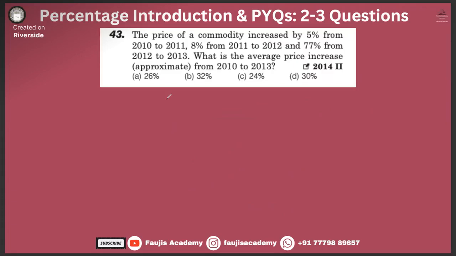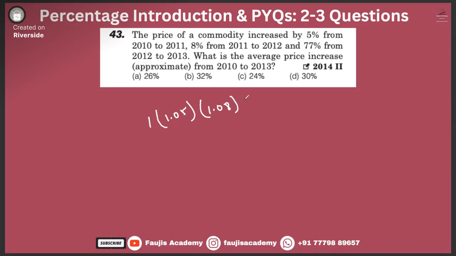Commodity increased by 5%, 8%. Average price increased from... we don't know the price. Can we assume it as 1? 2010 to 11, it increased by 5%. Multiplying factor 1.05. 11 to 12, it increased by 8%. Multiplying factor 1.08.